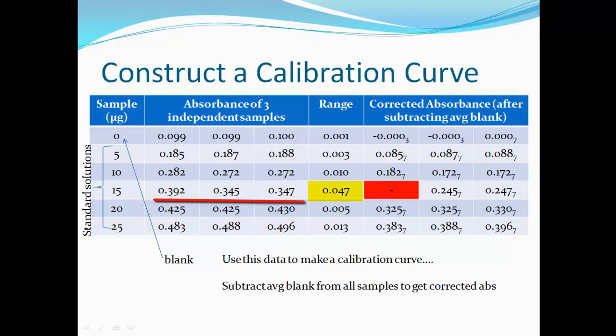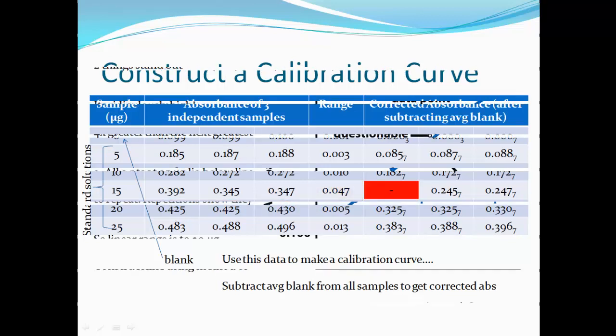You notice that the range of all the other trials are pretty small, but then when you get to that 15 microgram row, that range is super big compared to the other ones.